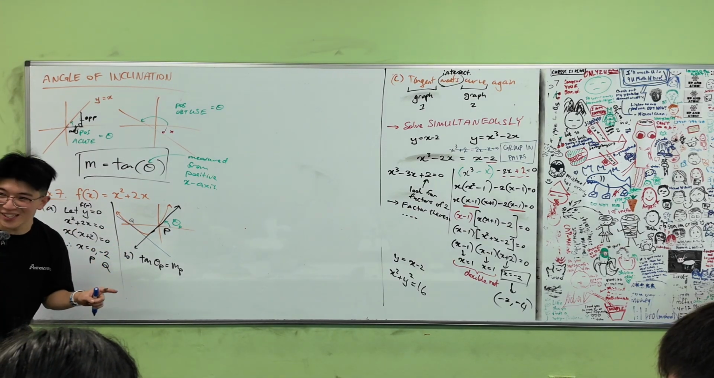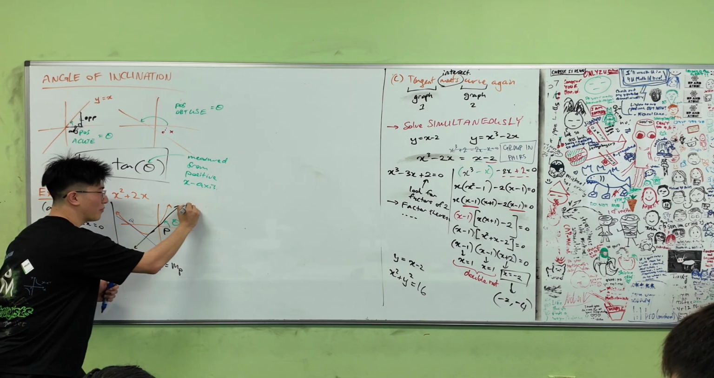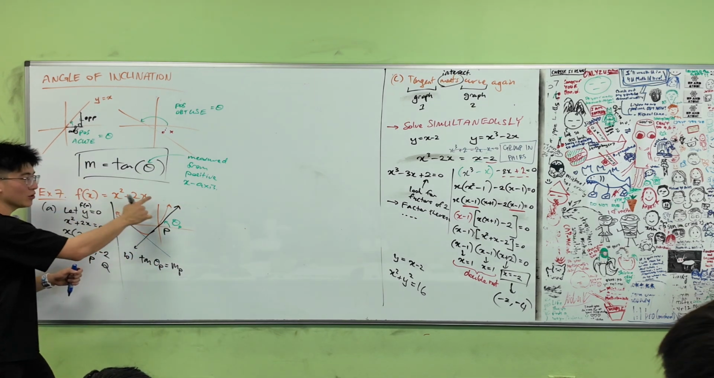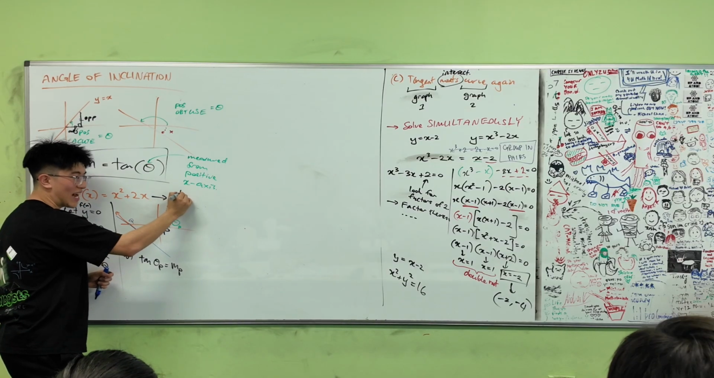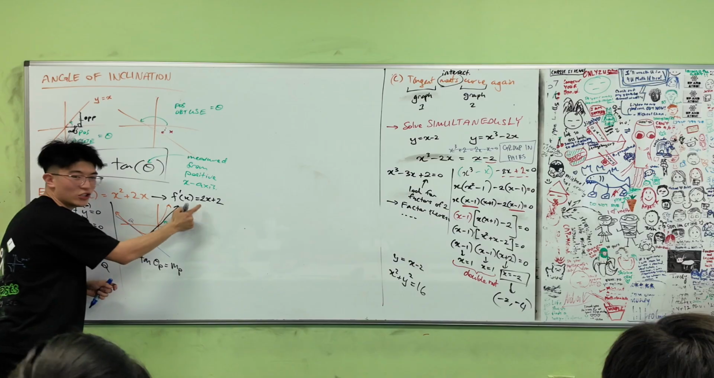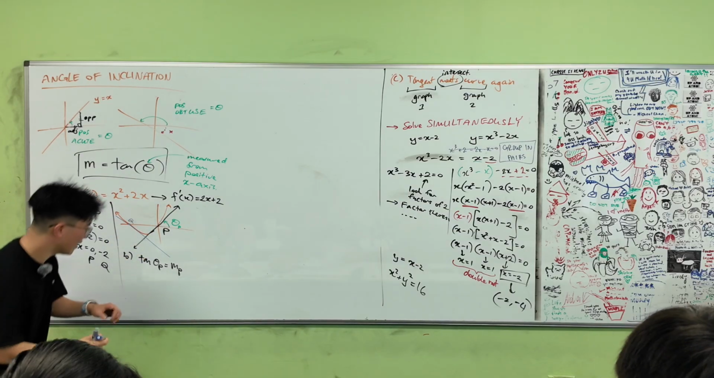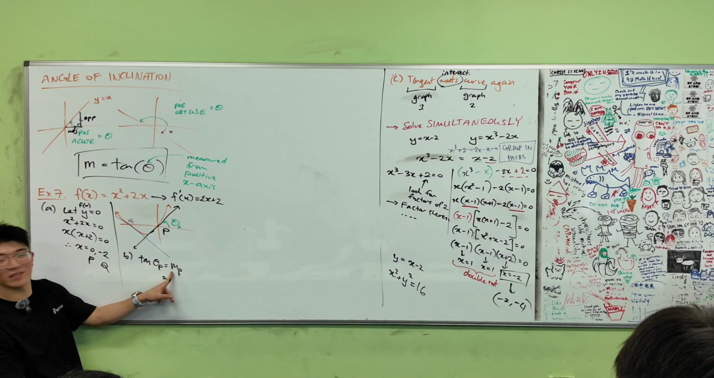Okay, now, gradient. I need you to remember, gradient always starts with D, derivative. So please find a derivative for me. f of x equals x squared plus 2x. f dash x equals 2x plus 2. This is what you're using. Does that make sense?